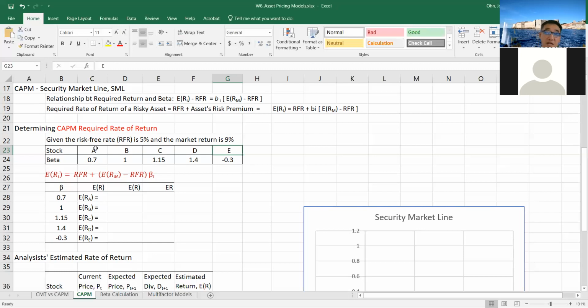beta. Stock A, if beta is less than 1, then we say stock A is less volatile than the market, if it is less than 1, right? If it is higher than 1 here, like C and D, we say stocks C and D are more volatile than the market. Is that right? Okay.